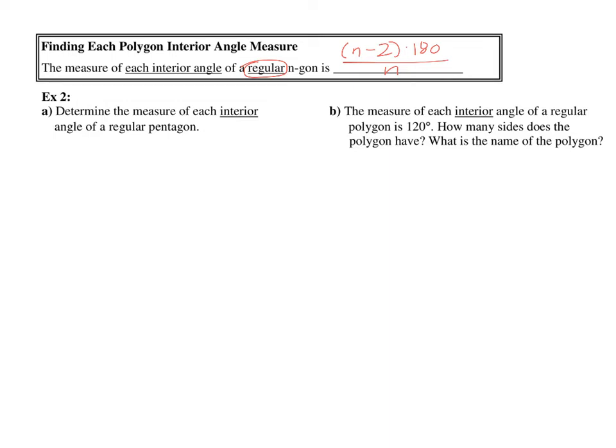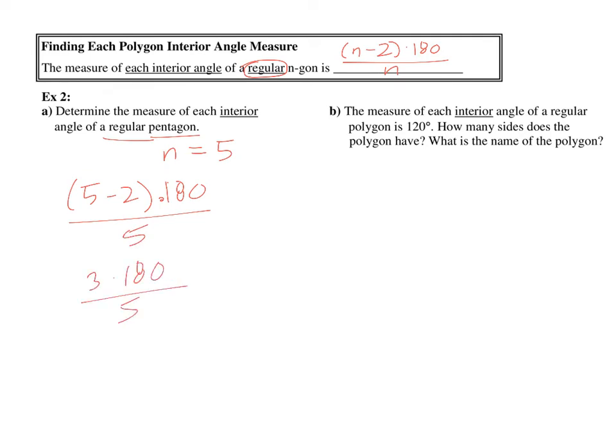Determine the measure of each interior angle of a regular pentagon. Alright, pentagon means n is equal to 5. So plugging n into our formula, we have 3 times 180 over 5, we have 540 over 5, and that's equal to 108. So each angle of a pentagon measures 108 degrees.